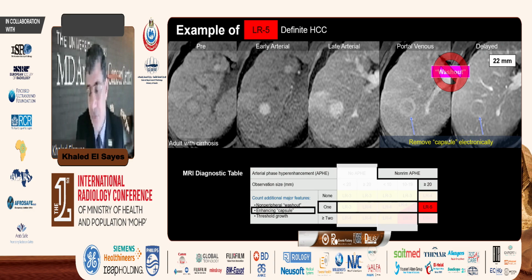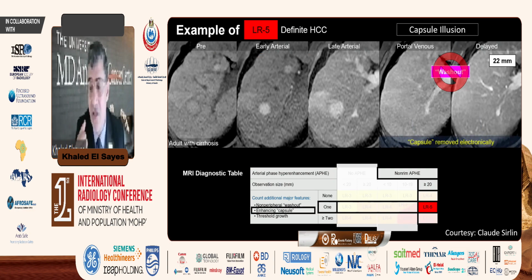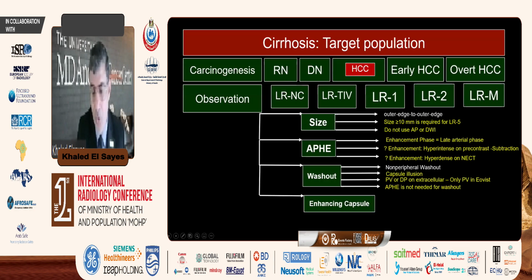The proof here that this is capsule illusion and you don't see washout here is this is from my friend Claude Sirlin. What he did is he used Photoshop to get rid of this enhancing capsule to show you that this is actually isointense, not really hypointense. So this is not unequivocally hypointense, so it doesn't qualify for washout, right? So this is capsule illusion. This is a very important pitfall that you guys need to know about.